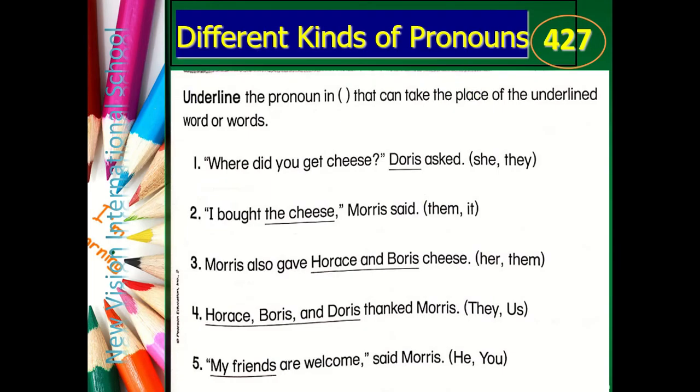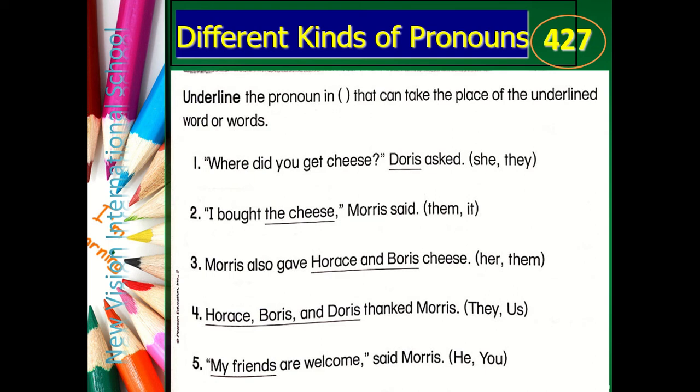Now, get your readers and writers notebook and turn to page 427. Did you find the page? Very good. Now let us try your activity. In here, you're going to underline the pronoun in the parentheses that can take the place of the underlined word or words. Ready?